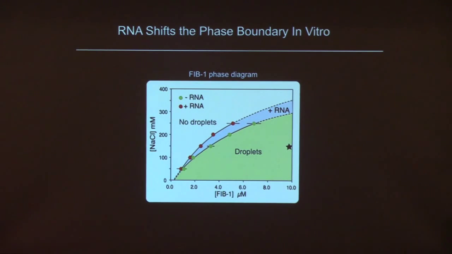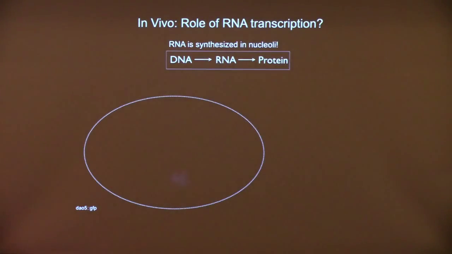Okay, so RNA seems to promote condensation. So does that give us any insight into what's happening in vivo? Remember, all this is in vitro, so purified systems to try to understand. And it makes a lot of sense actually, because RNA is being made inside these nucleoli, right? The two spots that you end up with are presumably where the ribosomal RNA is being transcribed.